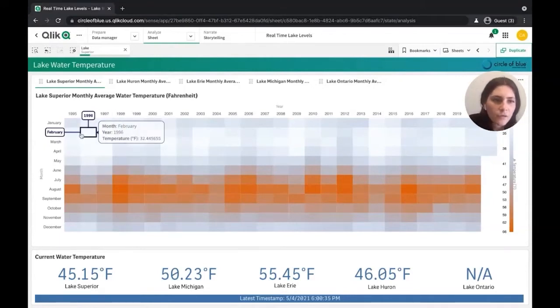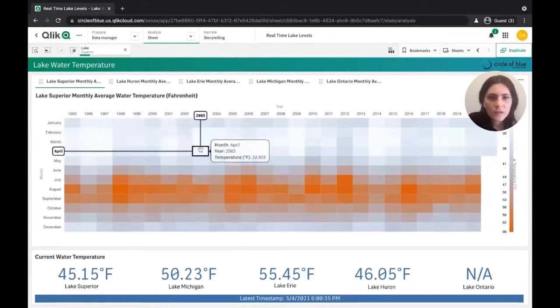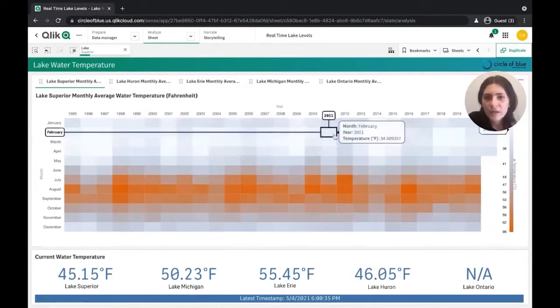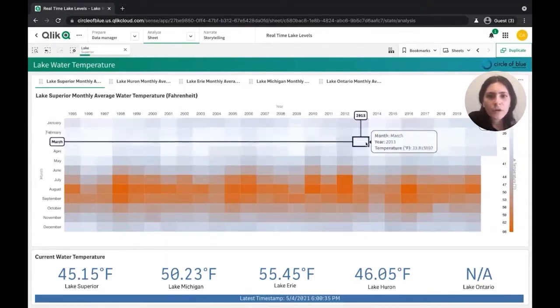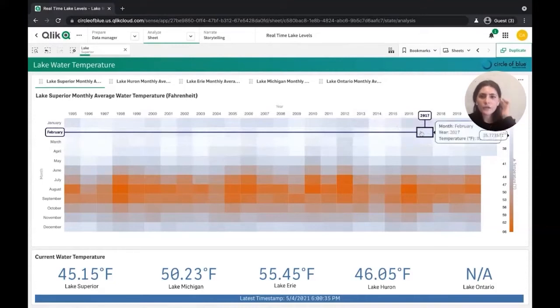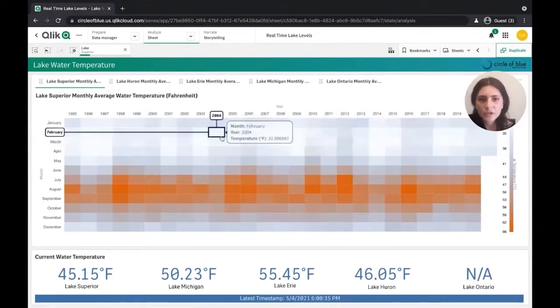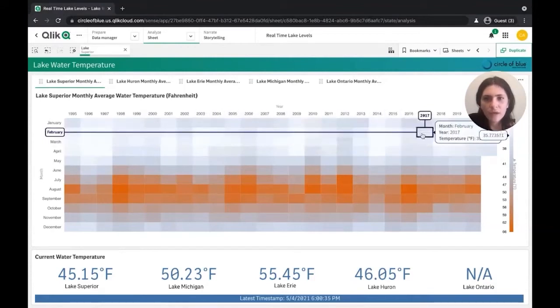As you can see over in the winter months, lake temperatures have been getting warmer and warmer at a higher frequency, whereas there would be stretches of 2 to 3 years with lower winter temperatures. Now we're seeing more frequent high winter temperatures in Lake Superior.